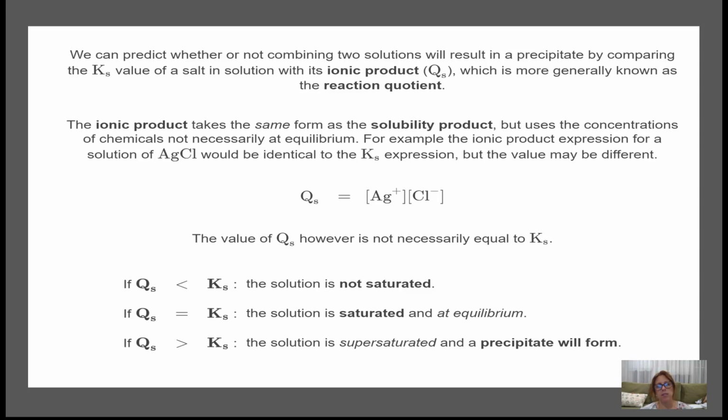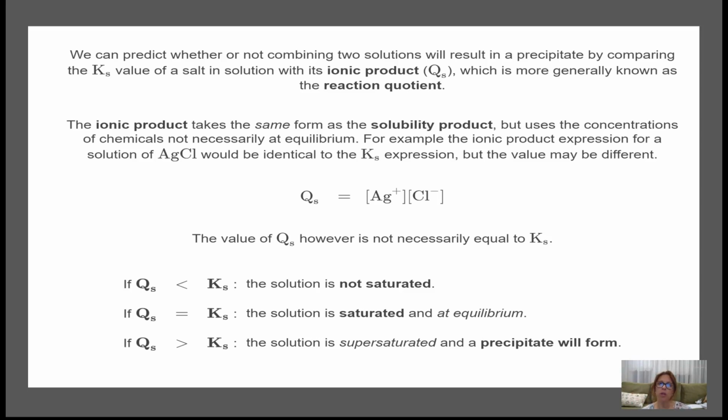Now, if we look at this example here, we've got silver chloride, and again, we've got our QS, which is the concentration of the silver ions and the chloride ions. And now, whereas before we compared our KEQ to the Q value, here we are comparing our QS to our KSP, to see whether a precipitate might have occurred.